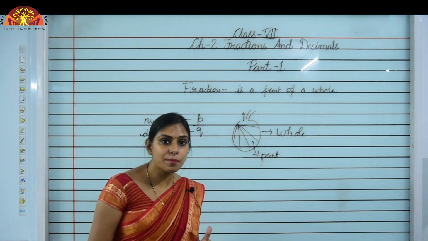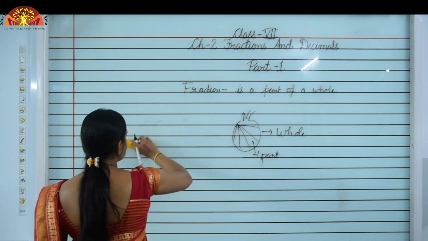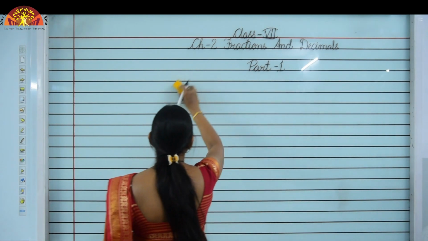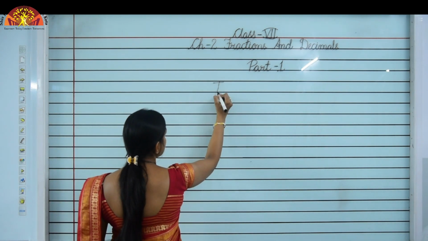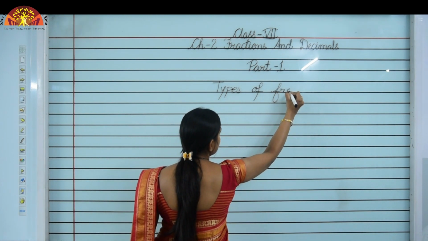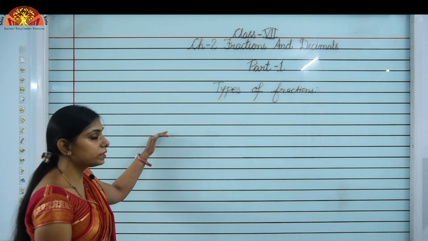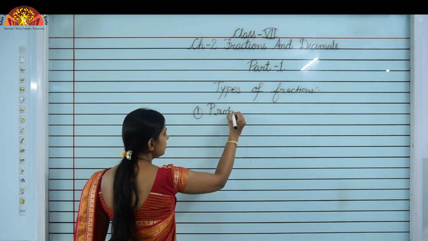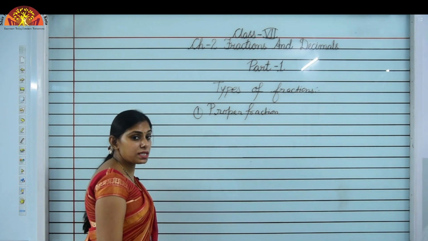Now we'll study the types of fractions. There are three types of fractions, as you are already aware. You have studied it in class 6 also. Okay, so I will just explain in brief. First is the proper fraction. Now what is a proper fraction? Proper fraction क्या होता है?